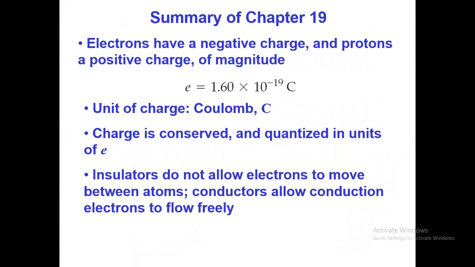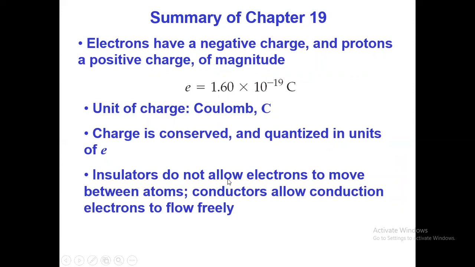So it's the end of this chapter, and we need to revise a summary of this chapter. The concepts are: electrons have negative charge and protons have positive charge with the same magnitude, but in opposite directions, e = 1.60 × 10⁻¹⁹ coulomb. The unit of charge is coulomb. Charge is conserved, meaning the magnitude remains constant and does not change, and it is quantized in units of e.